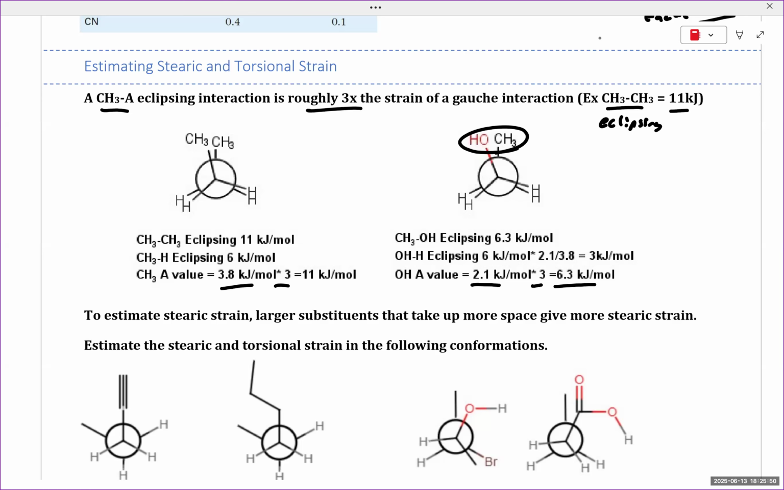Importantly as well, even if you don't have an A value, you can estimate the strain introduced by a substituent by thinking about how large a substituent is and how much space the substituent takes up.